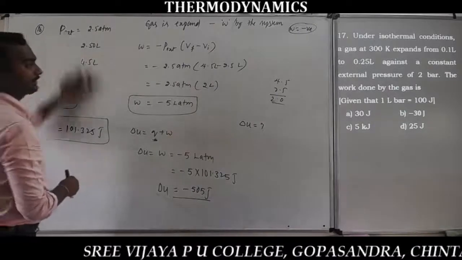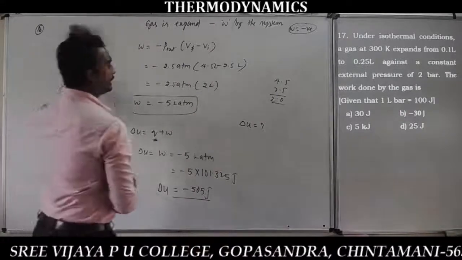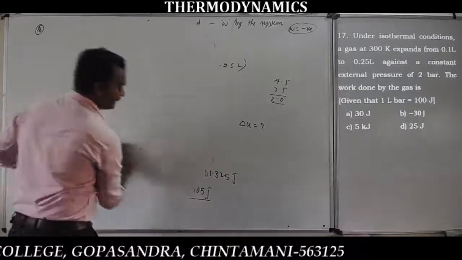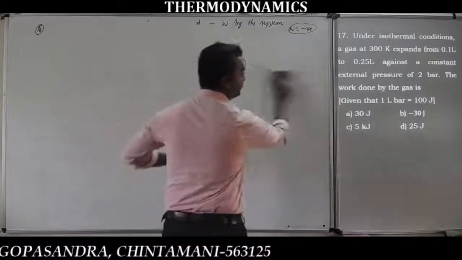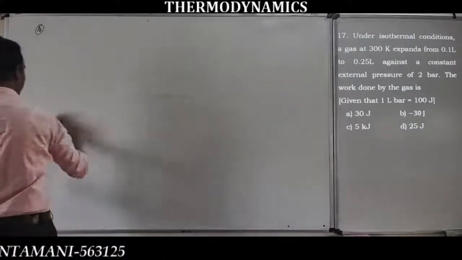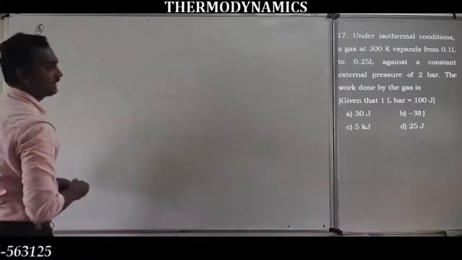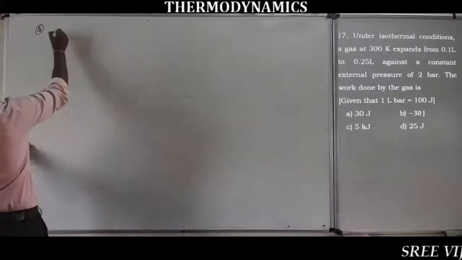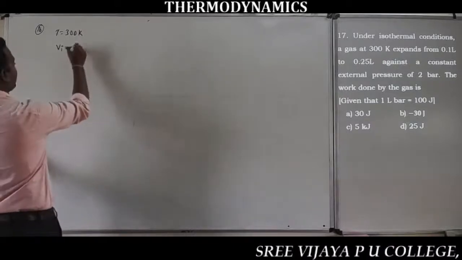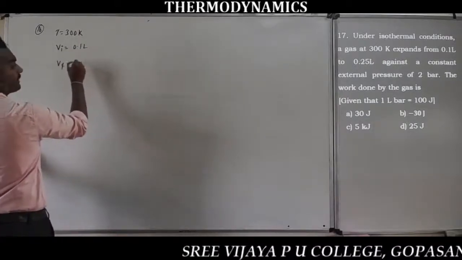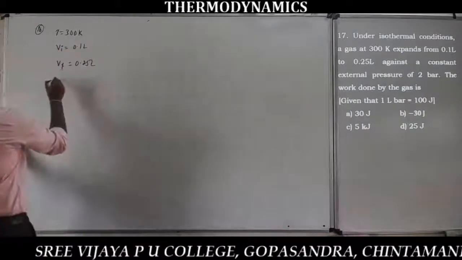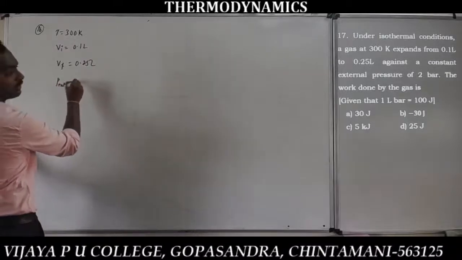Under isothermal conditions, a gas at 300 Kelvin expands from 0.1 liter to 0.25 liter against a constant external pressure of 2 bar. The work done by the gas, again the same formula that we are going to use. Look at the volume. Temperature T is equal to 300 Kelvin. Initial volume, expands, from 0.1 liter, the final volume is 0.25 liter. So the gas has expanded against constant external pressure, that is, external pressure is 2 bar.